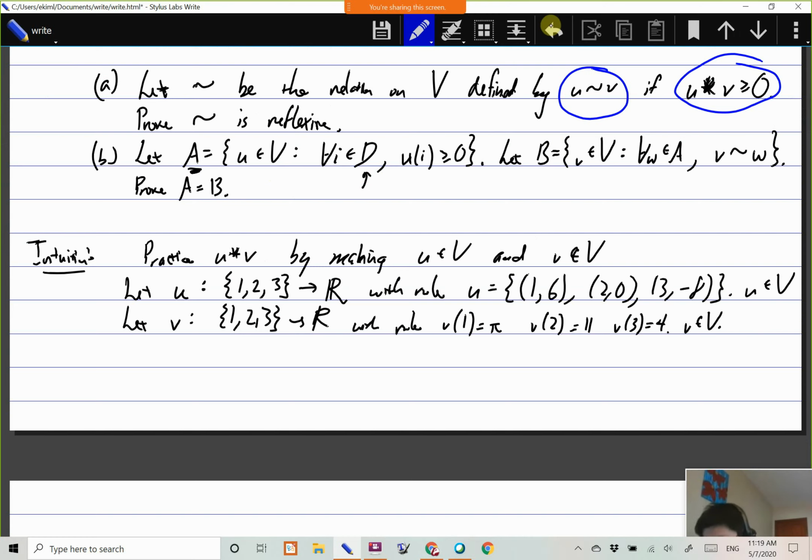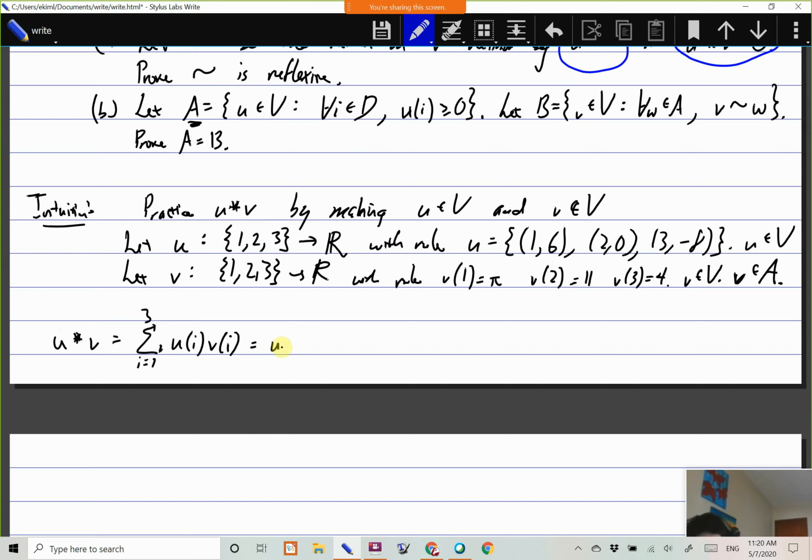Okay. So I want to practice this u star v definition. It was defined as the sum from i equals 1 to 3 of u of i times v of i. Let's write this out, because sometimes the sigma notation is the abstract part. So u of 1 times v of 1 plus u of 2 times v of 2 plus u of 3 times v of 3.